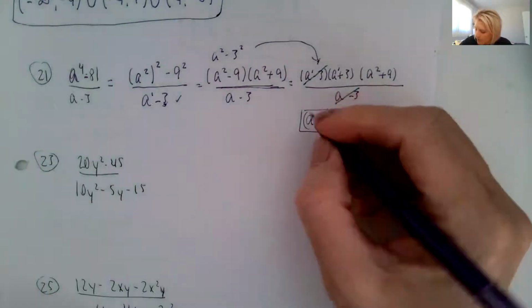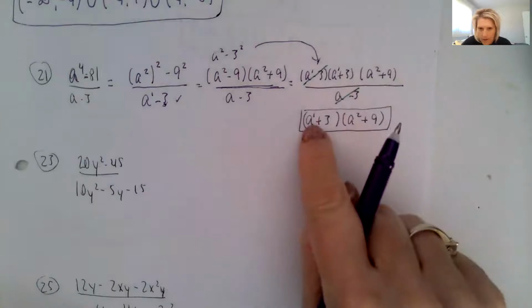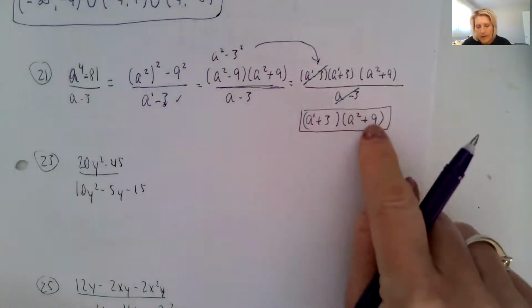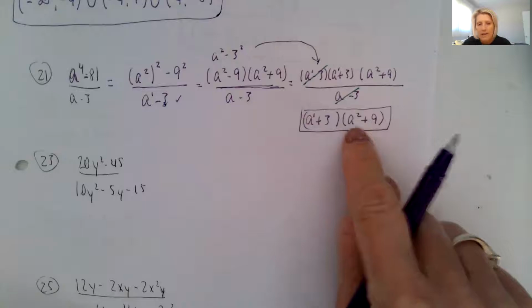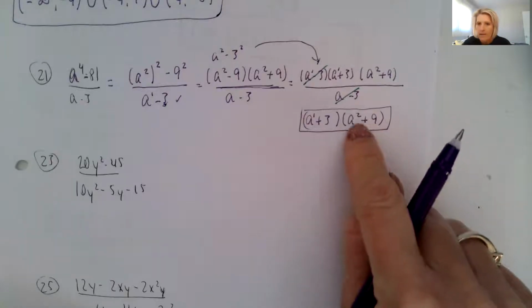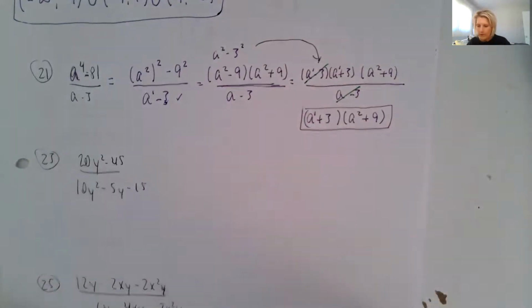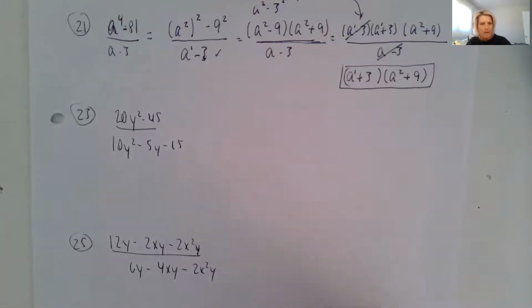And again, a plus 3 cannot be factored anymore because it's an a to the 1. A squared plus 9 cannot be factored anymore because it is a sum of two squares, and that is not one of our options for two terms on the factoring flow chart. Whew, that was a big one to get us started.